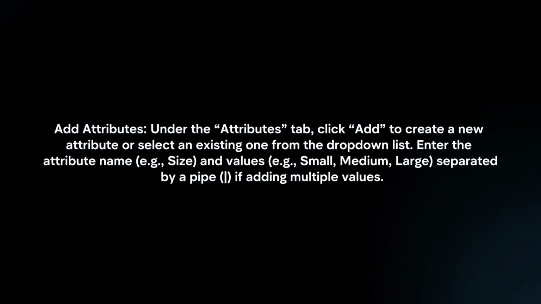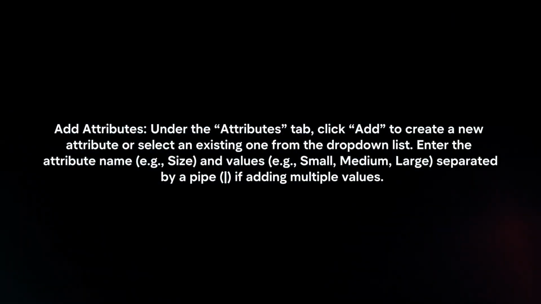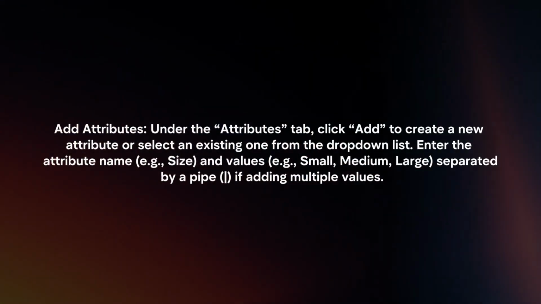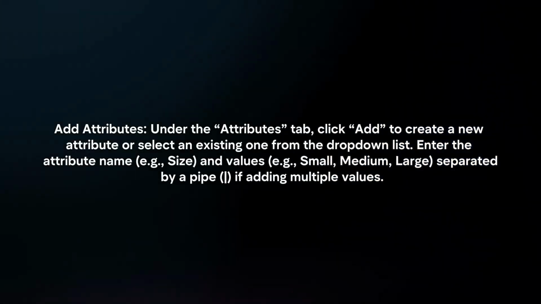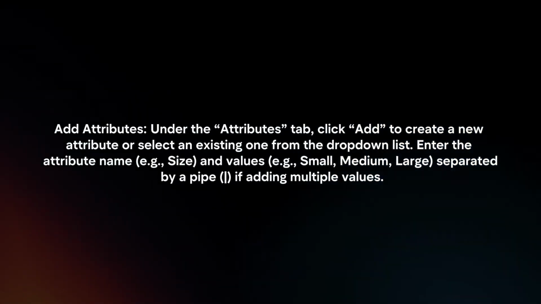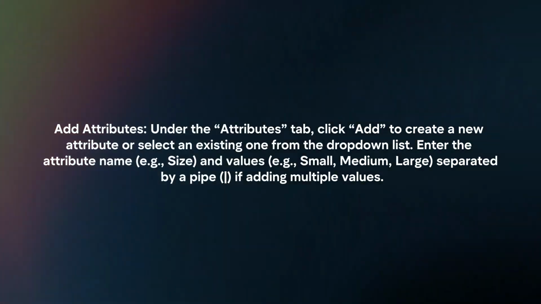Product data. Scroll down to the Product data meta box. Choose the product type. Add attributes. Under the Attributes tab, click Add to create a new attribute or select an existing one from the drop-down list. Enter the attribute name and values, separated by a pipe if adding multiple values.